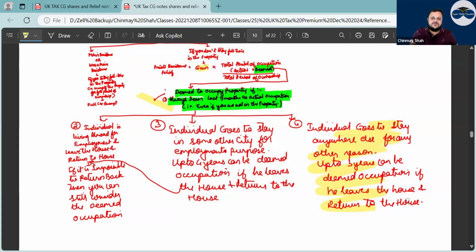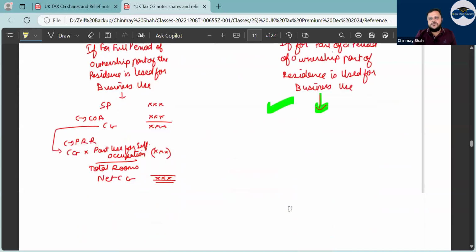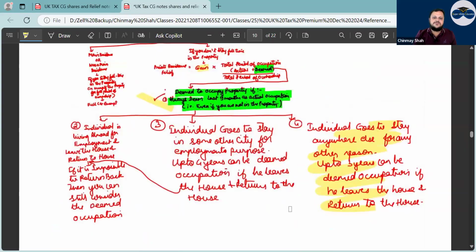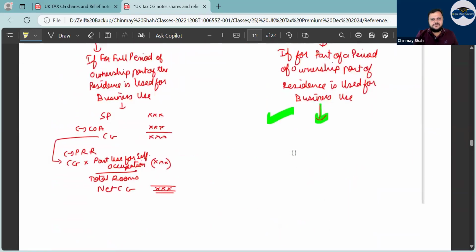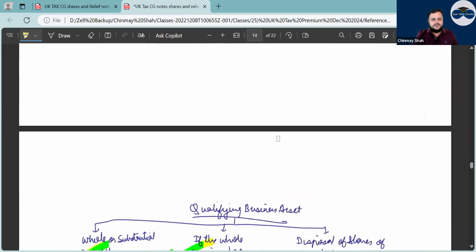You must have seen those questions. If an individual goes to stay in some other city for employment purposes, up to 4 years is allowed, and for any other reason up to 3 years is allowed. Both situations require that you go and come back. But if it is impossible to come back, it will be deemed occupation for 4 years or whatever. For out of the UK, logically it will be allowed as fully deemed occupation. That is how it is. Then PRR plus business use, letting relief, wait.